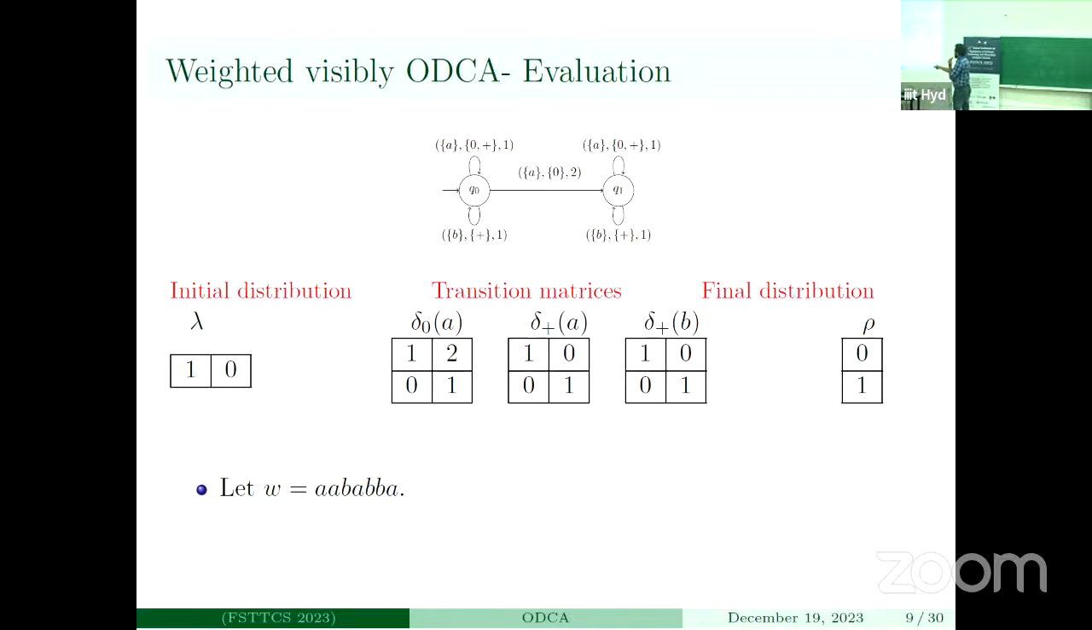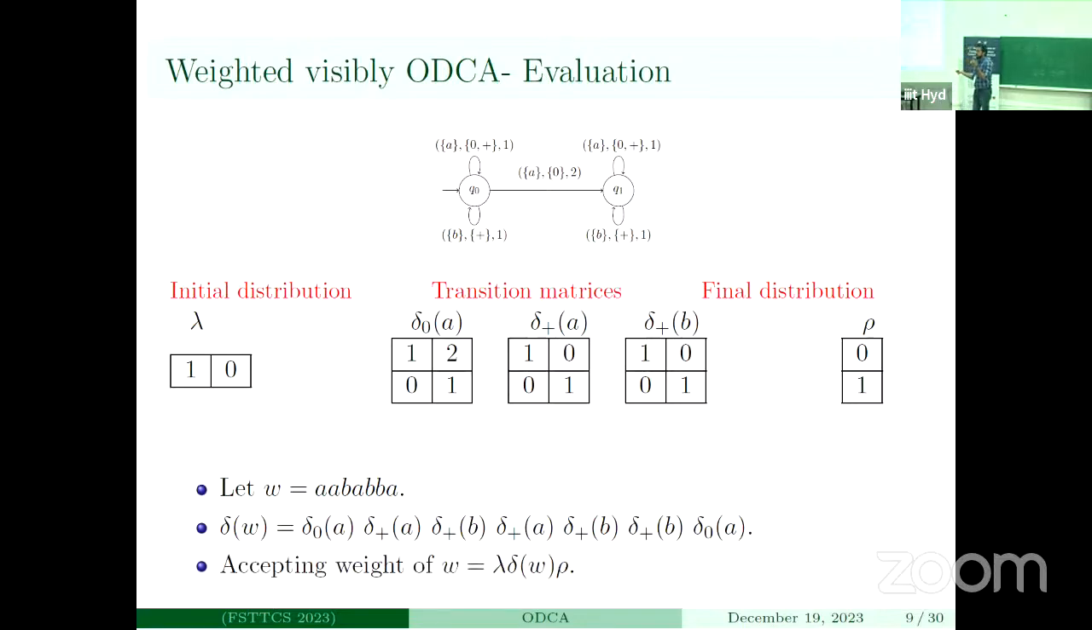Given a word W equal to A, B, A, A, B, B, A, B, A, the counter value is determined by the input alphabet, since it's a visibly system, right? So you choose whether to take delta 0 of A or delta plus of A based on the current counter value. So for this word, delta of W would be delta 0 of A times delta plus of A times delta plus of B and so on, times delta 0 of A. And the weight with which this word W is accepted would be the initial distribution times delta of W times the final distribution.